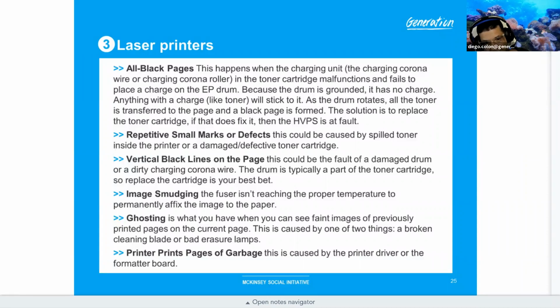Printer's printing garbage, that obviously must be 99% chance something happened to the driver. Maybe the OS was upgraded and created this conflict. Just double check that before you believe that there's anything wrong with the formatter board on that printer.